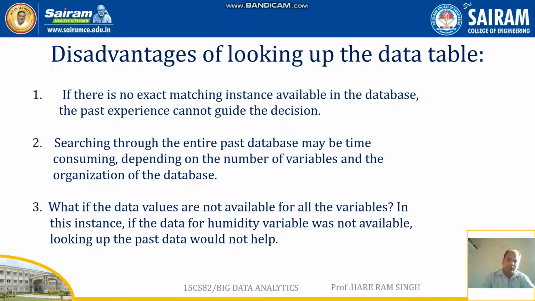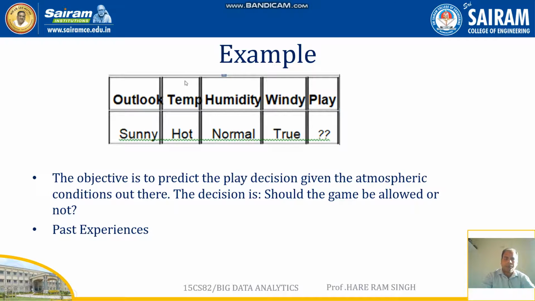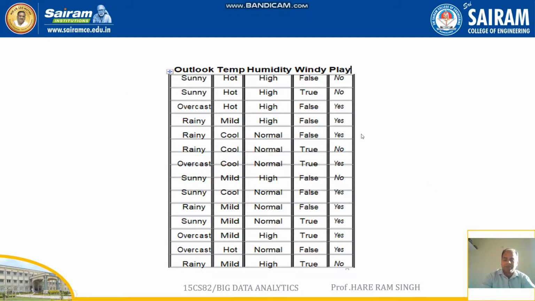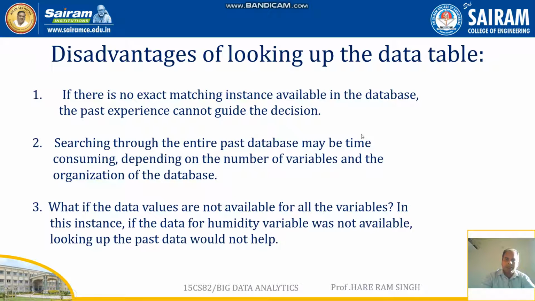These are the disadvantages of looking up the data table. If there is no exact matching instance available in the database, the past experience cannot guide the decision. Suppose this situation, when outlook is sunny, temperature is hot, humidity normal, windy true, is not present in the trend data, then we cannot find the solution to our question. That is one problem.